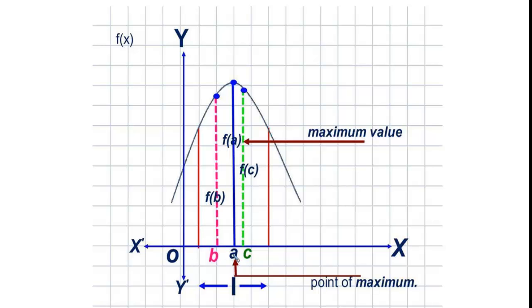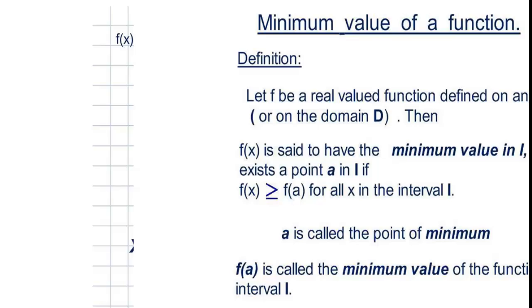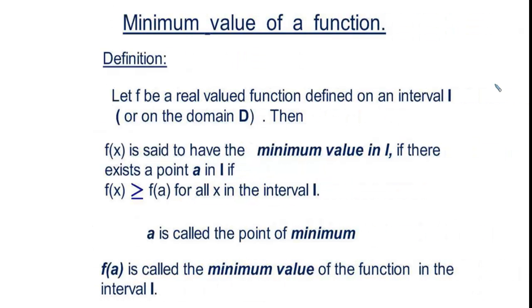Now we will see the definition of the minimum value of a function. The definition is: let f be a real valued function defined on an interval I. Then f of x is said to have the minimum value in I if there exists a point a in I such that f of x is greater than or equal to f of a for all x in the interval I, and a is called the point of minimum. F of a is called the minimum value of the function in the interval I.